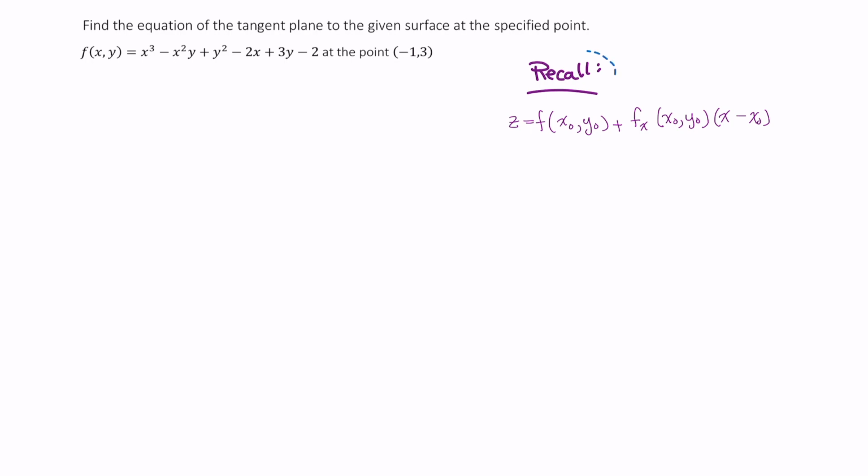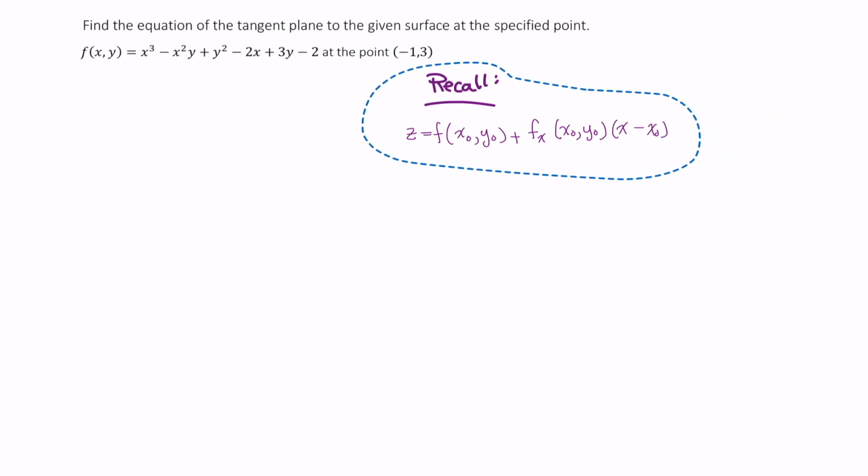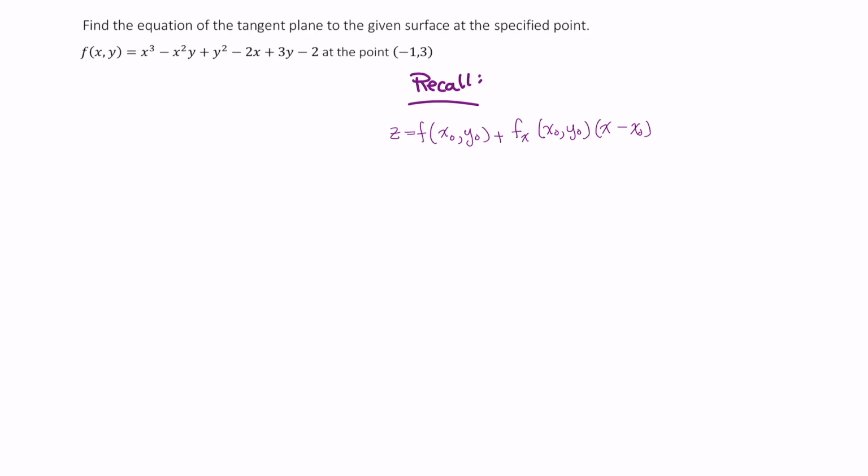And please bear with me while I shift this over since I seem to not have allowed myself enough space. And then we add the partial derivative with respect to y evaluated again at the same point times y minus the y value of that point.